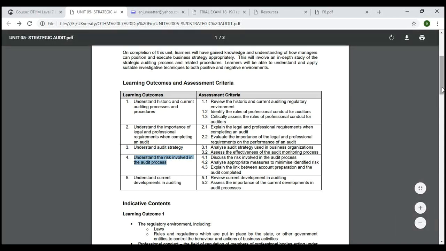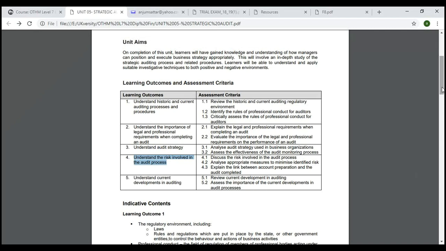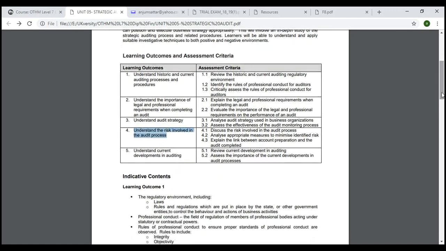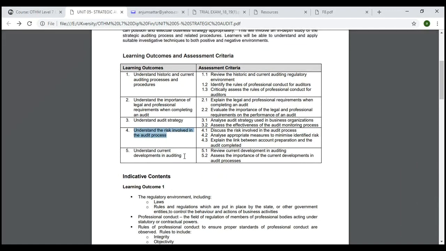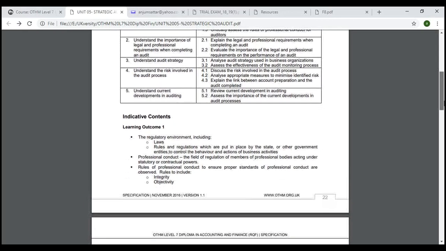Then understand the risk. If you don't know what sort of risk can be involved, in which sort of situation, we can't do an appropriate audit. We need to identify the risk, because the actual purpose of audit is to identify and rectify errors, so we can improve our internal control procedures within our organization. And understand the current developments in audit. All this we'll go through during our lessons.